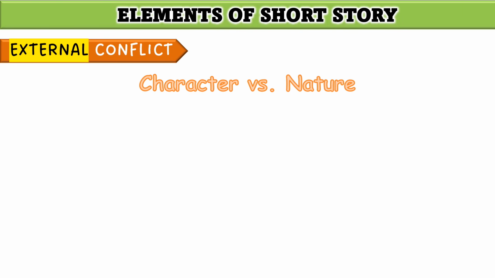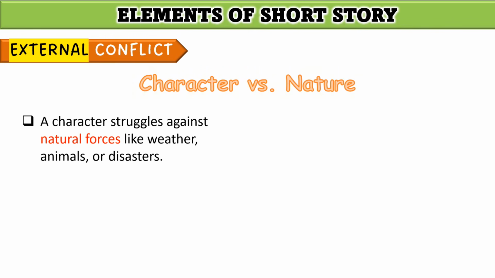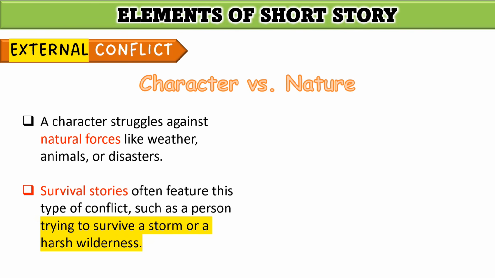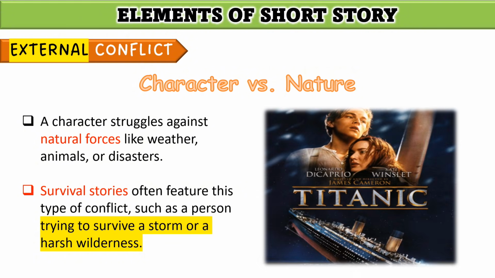Character versus nature. A character struggles against natural forces like weather, animals, or disasters. Survival stories often feature this type of conflict, such as a person trying to survive a storm or a harsh wilderness. Titanic is a character versus nature conflict because the central struggle involves the character's fight for survival against the forces of nature, specifically the freezing waters of the Atlantic Ocean after the ship hits an iceberg.